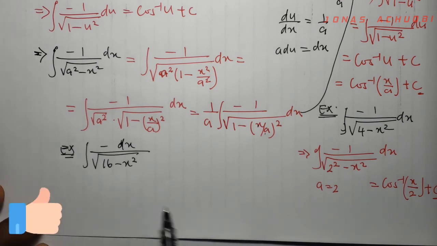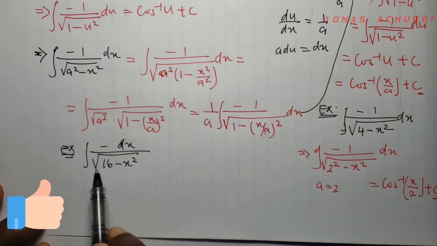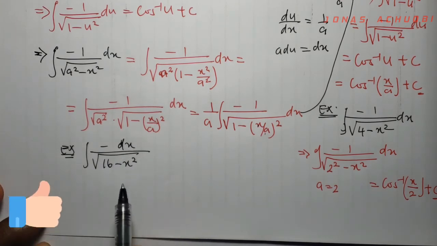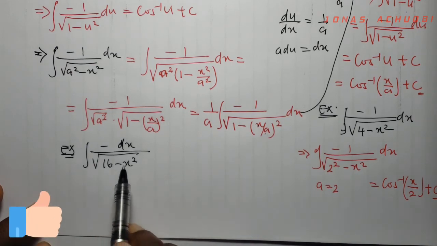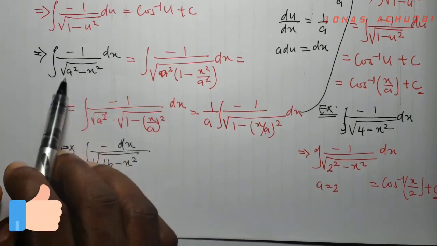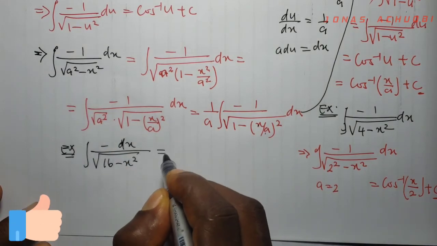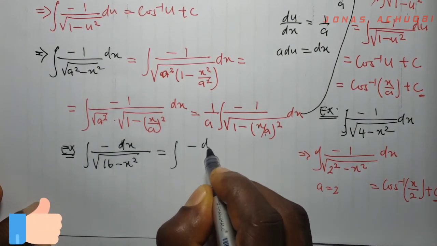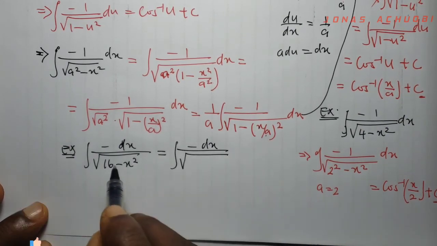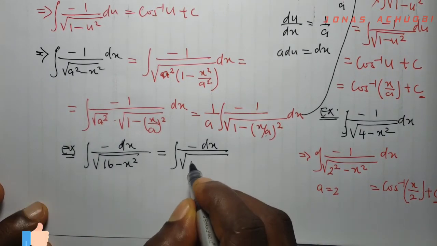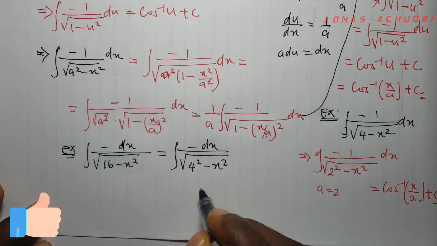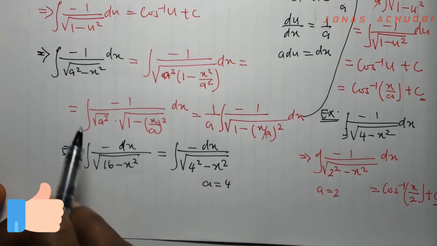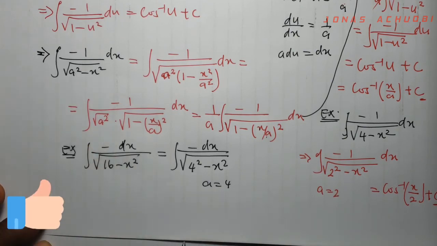The second integral is minus dx over the square root of 16 minus x squared. Just like we did in the previous example, we try to write this in the form that we already know. So if we do that, we're going to have the integral of minus dx over the square root of 16, which can be written as 4 squared minus x squared. Having done this, our a is now 4. So a squared is 4 squared, a is 4.